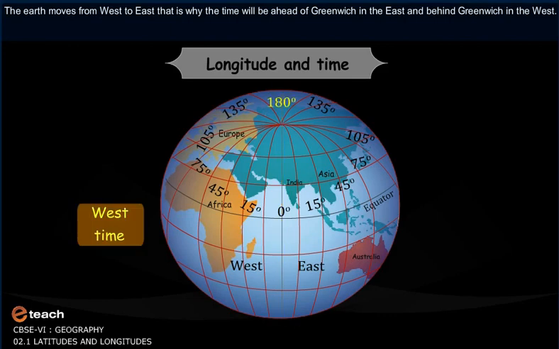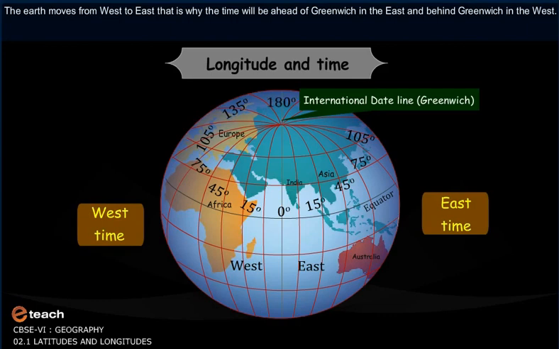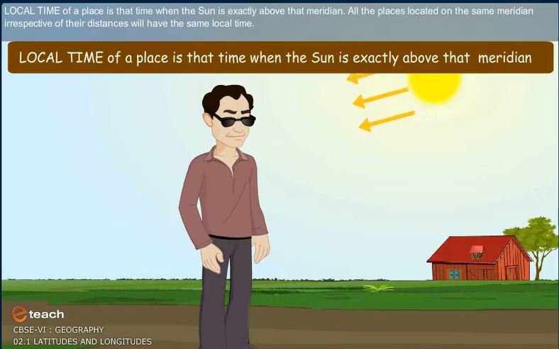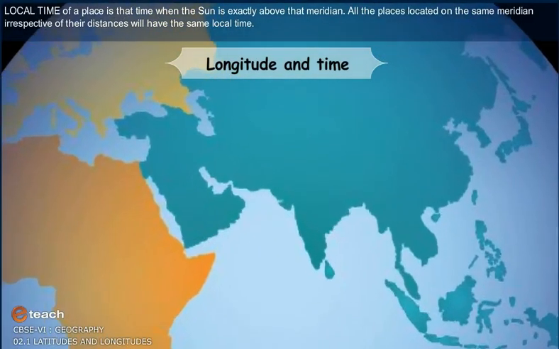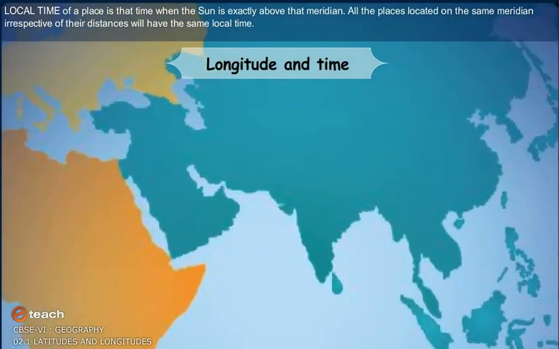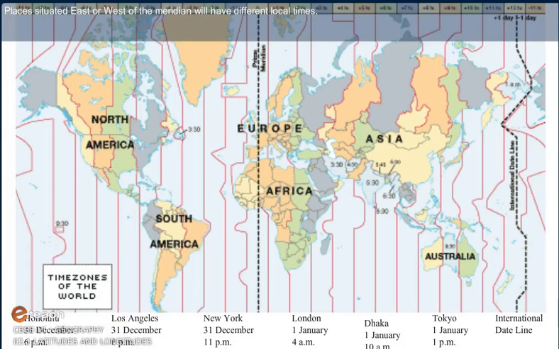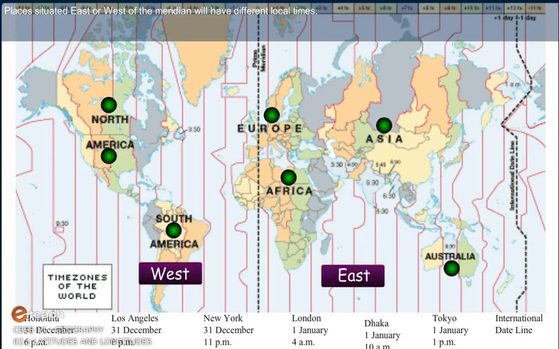The Earth moves from west to east. That is why the time will be ahead of Greenwich in the east and behind Greenwich in the west. Local time of a place is that time when the sun is exactly above that meridian. All the places located on the same meridian, irrespective of their distances, will have the same local time. Places situated east or west of the meridian will have different local times.